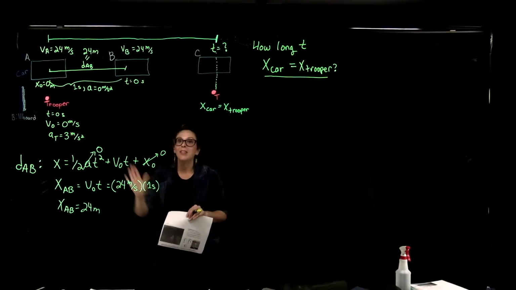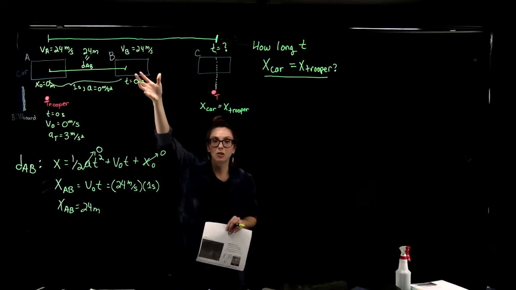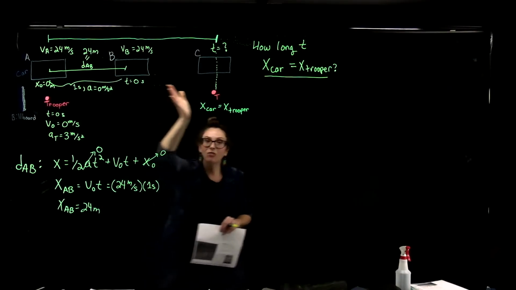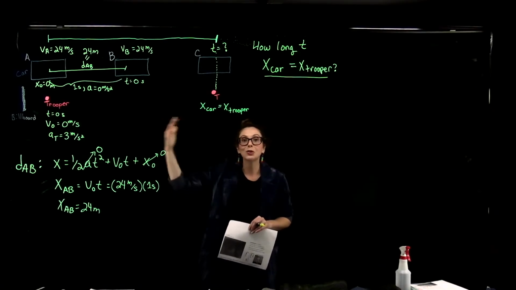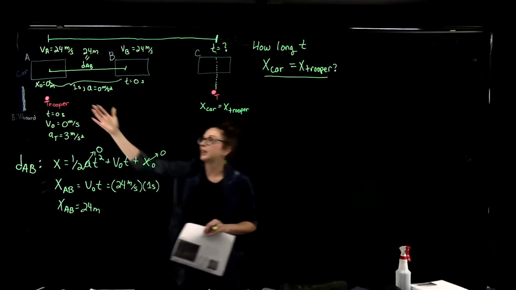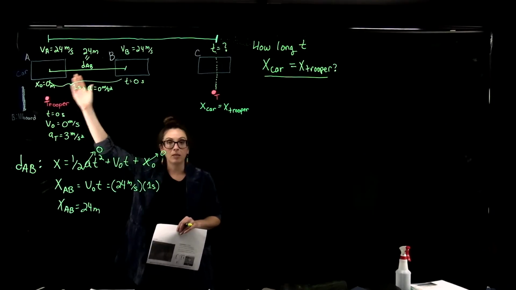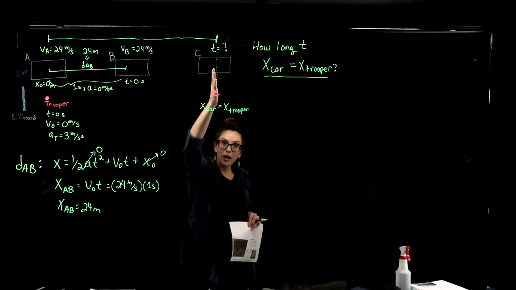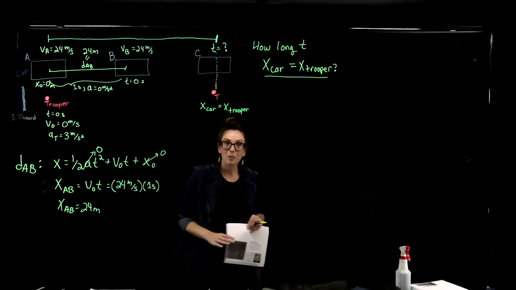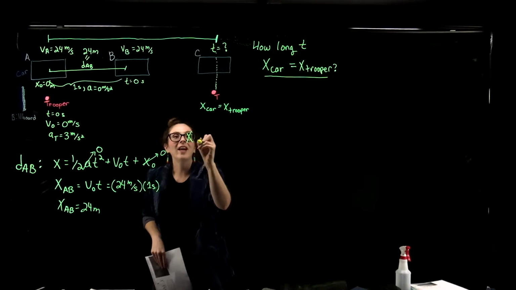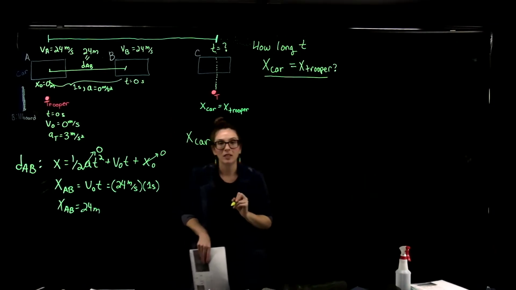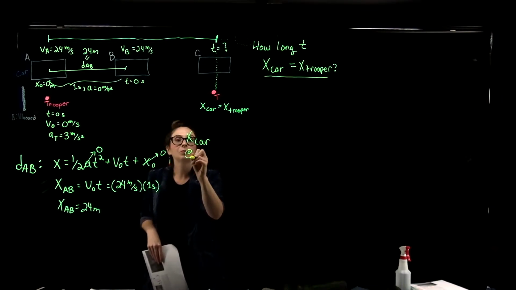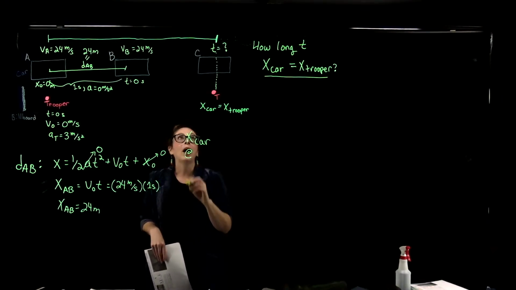So now that I already know how far this car traveled in that first second before I set t equals 0, now I can figure out the car's total position or total distance between the billboard and this place right here, point C, where the car and the trooper reach the same distance away from the billboard. Okay, so we're going to find that equation, which I'm going to call the equation for X car, the position of the car at point C.